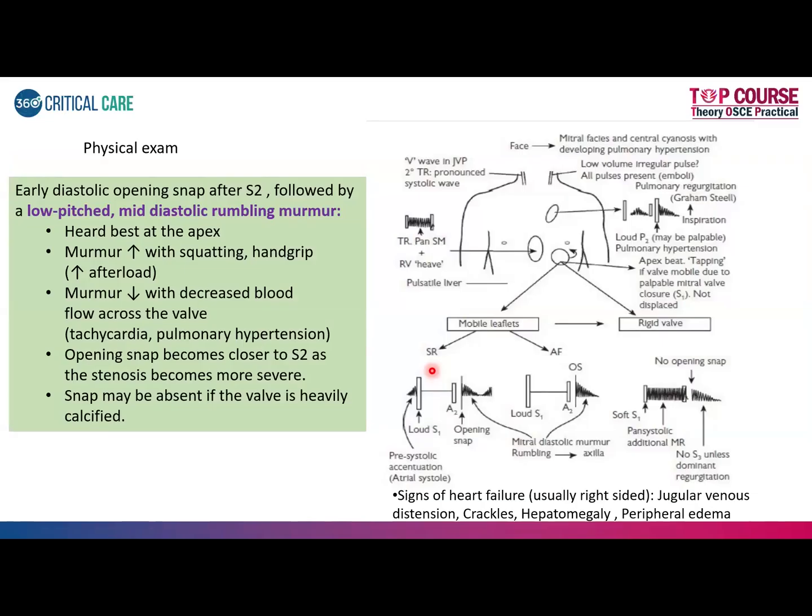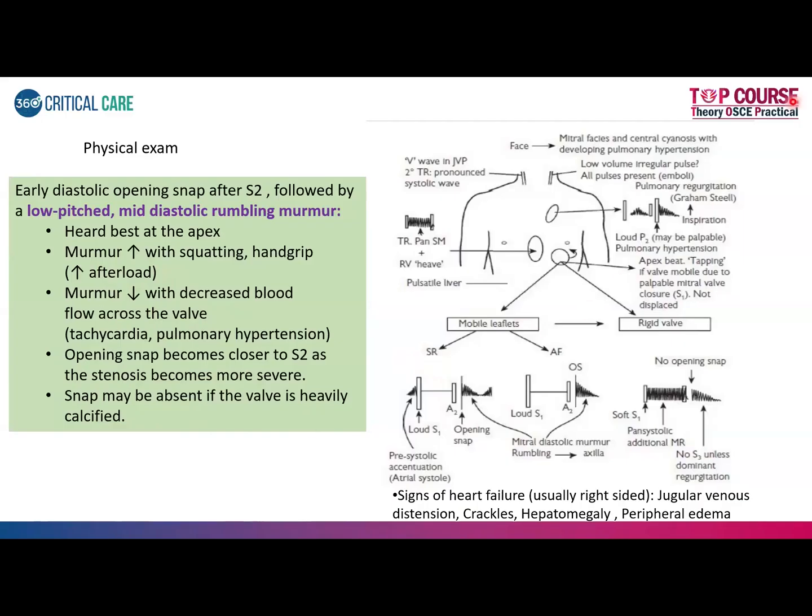So, what kind of murmur does the patient present with? They present with a low-pitched mid-diastolic rumbling murmur along with pre-systolic accentuation and an opening snap after S2, which is heard best at the apex. The murmur increases with squatting and hand grip. It decreases with decreased blood flow across the valve. The opening snap becomes closer to S2 as the stenosis becomes more severe, and the opening snap might be absent if the valve is heavily calcified.